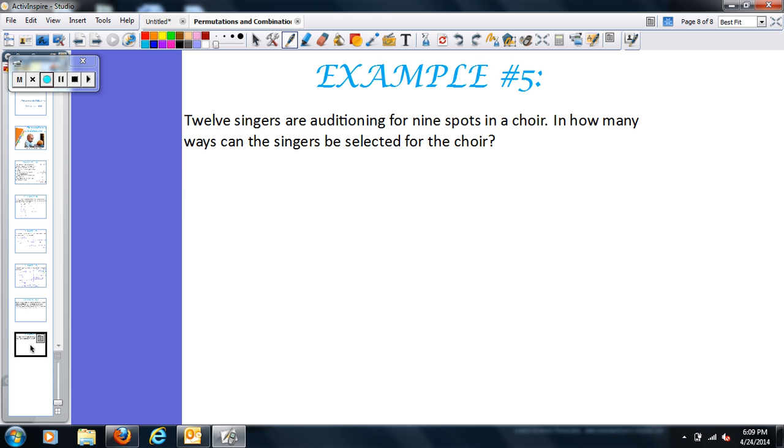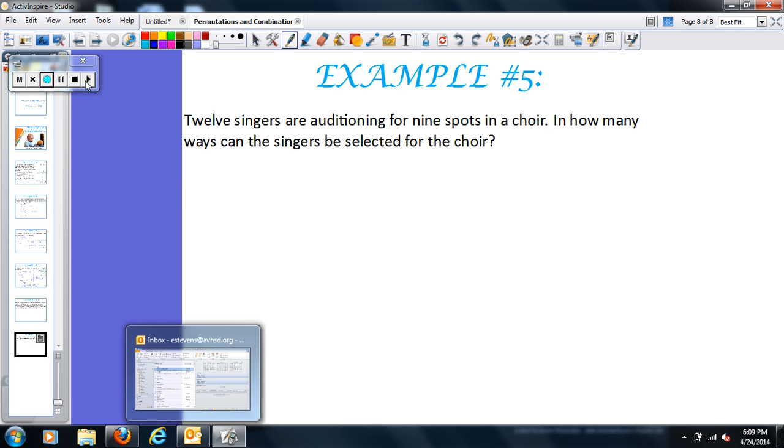Okay? For example 5, 12 singers are auditioning for 9 spots in a choir. In how many different ways can the singers be selected for the choir? Those are your 2 examples. Those are the 2 you're required to do for Monday for your warm-up.